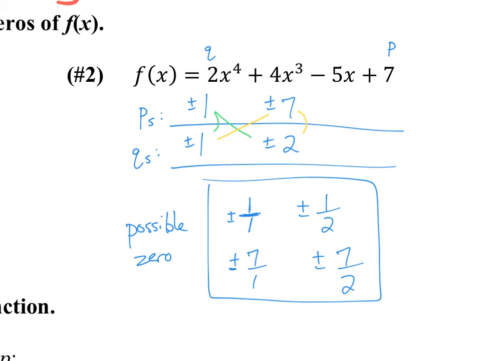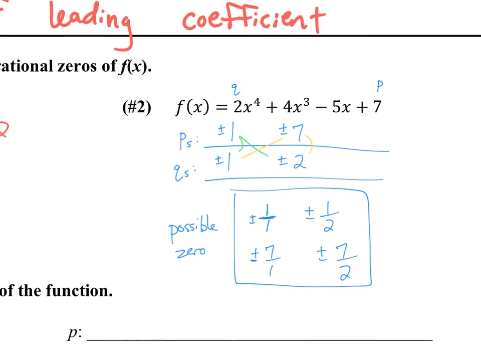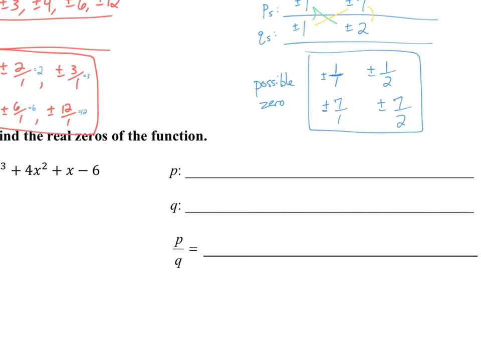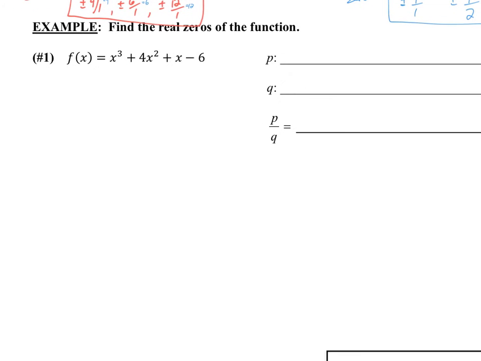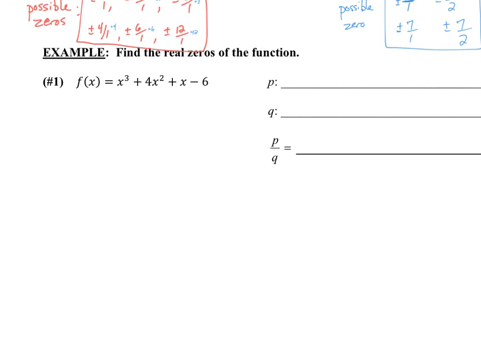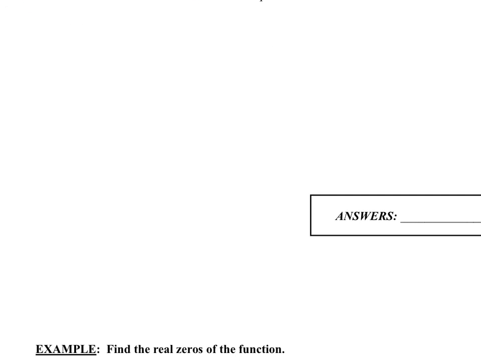Okay, it doesn't mean that they're going to equal 0 when we do synthetic division. It means that they might equal 0. We're kind of limiting down to what could be a 0. So that's how you find the possible zeros. Now, if you look at the next example, it says, find the real zeros of the function. Okay, we want to find the real zeros of the function.